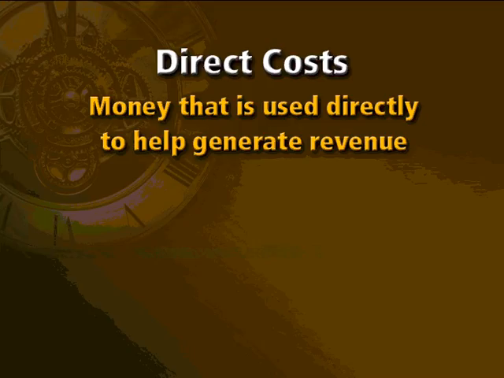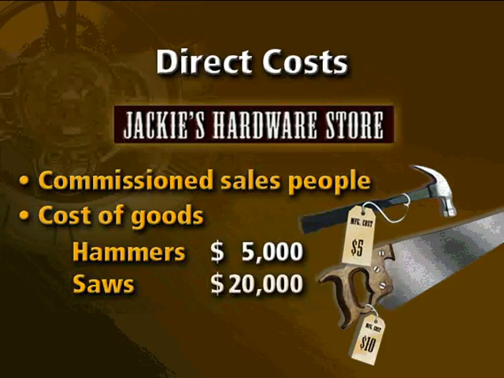The next component of the income statement is direct costs. These are costs which are directly attributable to the generation of revenue. Things like commissions, which are not paid unless revenue is generated. There is also the cost of the goods that are sold when the revenue is created. In Jackie's case, because she does not pay commissions, her direct costs are exclusively the cost of the inventory that she sells when she generates revenue. For example, the cost of the hammers and the cost of the saws.